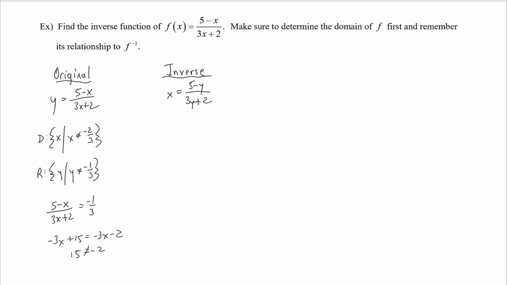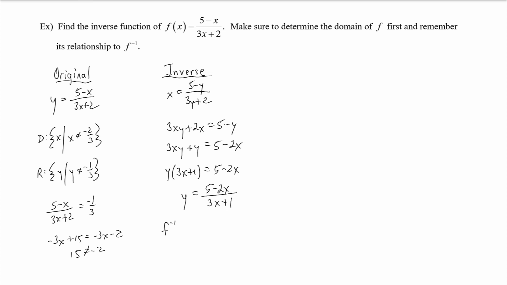So I'm going to cross multiply. And then I'm going to add y to both sides and subtract 2x from both sides. I want to get all the y's together so I can factor it out. So I get y equals 5 minus 2x over 3x plus 1. So that's the inverse. Well, the original function was called f, so now I know how to write using function notation, it'd be the inverse of f.